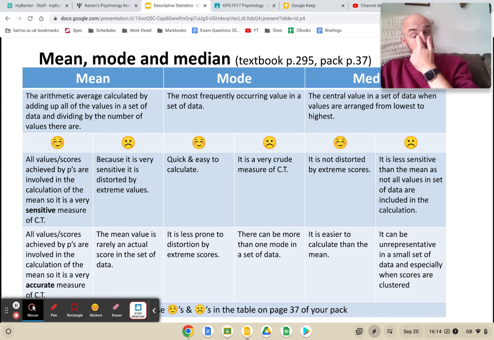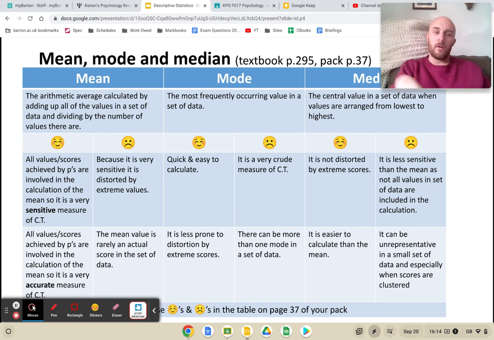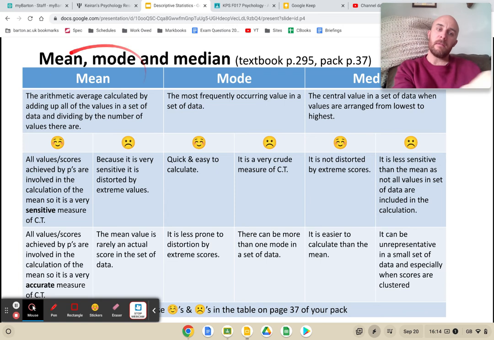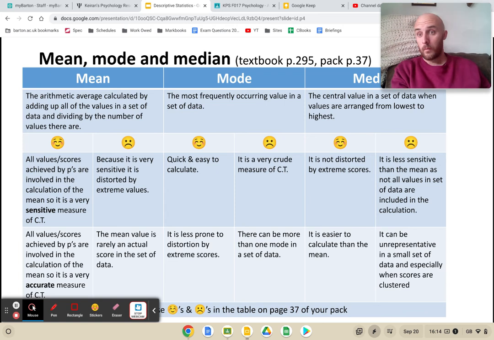Imagine someone joins your group and they are 6'8". Now, if you have a look at which measure would be the most affected, it would be the mean that is most affected. Why would it? Well, the mode would not change. If we're talking about the average height of your group being 5'9", the mode is not likely going to change if someone 6'8" comes in. The median is not going to change that much. It will change slightly, but it won't change that much.